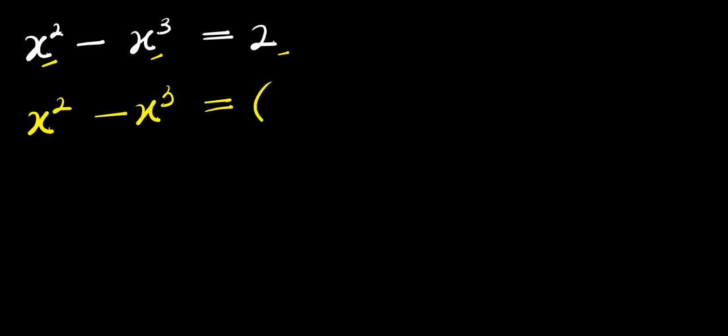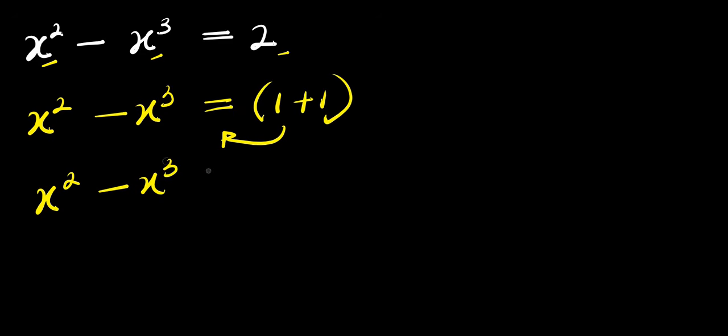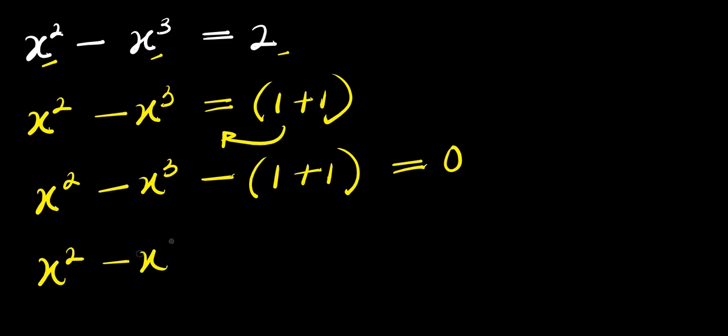We can express it as 1 plus 1. 1 plus 1 is 2, so I move this over here. I have x power 2 minus x power 3, this becomes minus 1 plus 1, and this equals 0. So let's multiply everything with this negative. I have x power 2 minus x power 3 minus 1 equals 0.